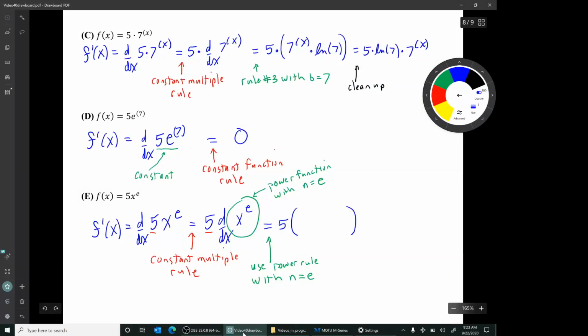So if I use the power rule with n equals e, that looks like this. I write down the value of n, I write down my x, I write down my new exponent. Now this can be simplified. I have a function, x to the e minus 1, that's a power function, and I have constants sitting in two places. I can multiply those constants together.